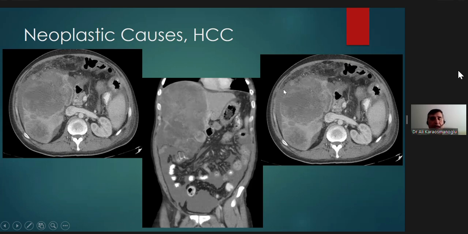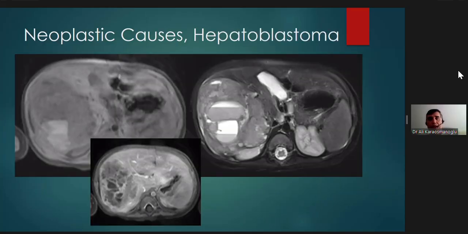So this is a typical finding of HCC. This is the most common tumor in the liver that undergoes spontaneous hemorrhage. So anytime you see a bleeding mass in the liver, you should always consider HCC, no matter what the history of the patient is. In kids, hepatoblastomas, as you all know, are the most common primary liver tumors, more than HCC in the pediatric population.